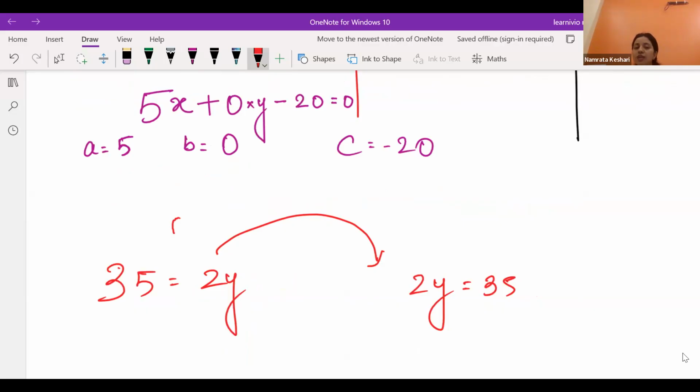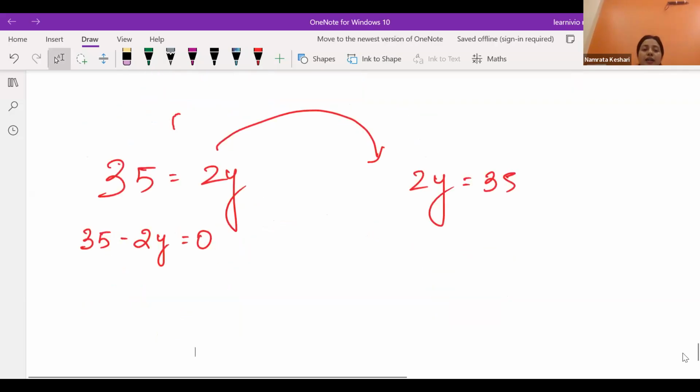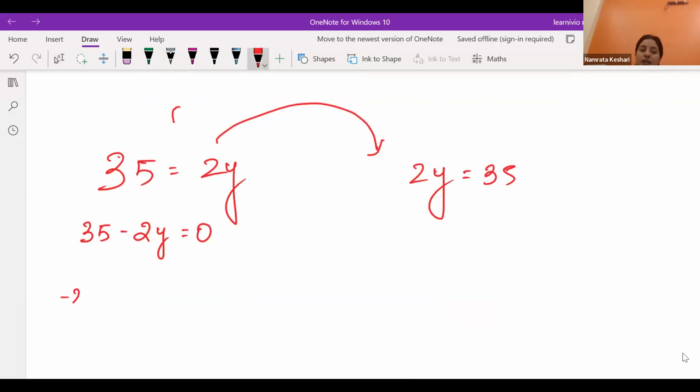Either you do it this way, or you can take this 2y to this side and it will be minus 2y is equals to 0. You can also write it this way: here you are having minus 2y, here you are having plus 35 is equals to 0. Now you realize that the x term is not present over here. So let's write the x term. We can write 0 into x, and then minus 2y as it is, and then plus 35 as it is, equals to 0.